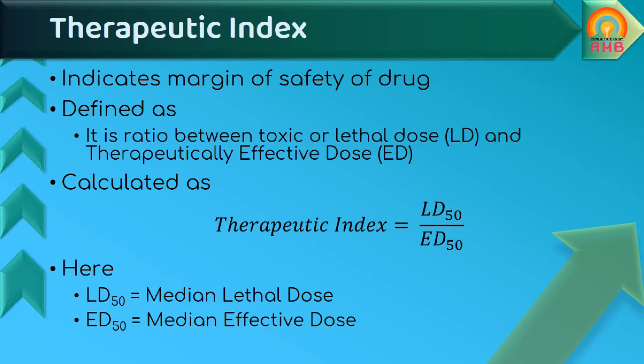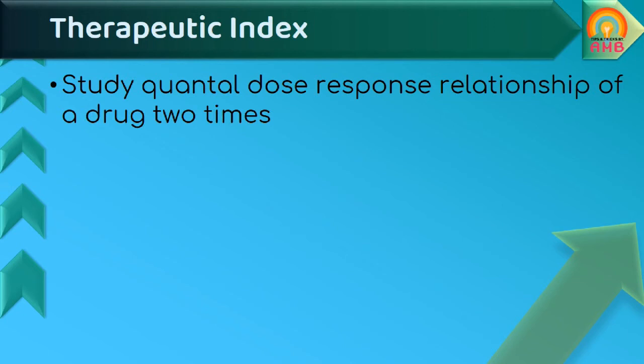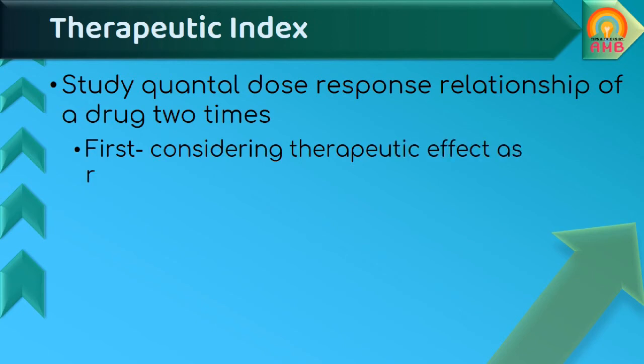Now, what is this LD50 and ED50? Let's discuss it with an example. Here we have to study quantal dose response relationship of same drug two times. In first case, we have to consider response as therapeutic effect and determine dose response relationship with increasing dose in a subject population. Thus, here we will check whether therapeutic effect is produced in subject or not, and at what doses it is produced.